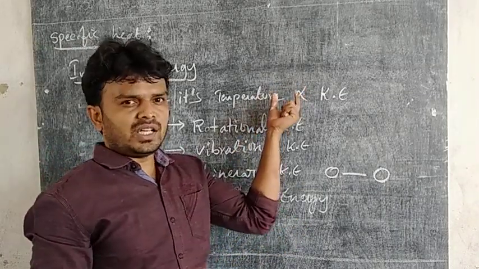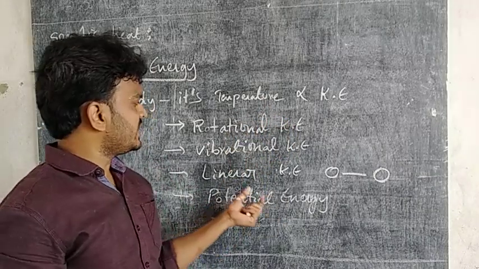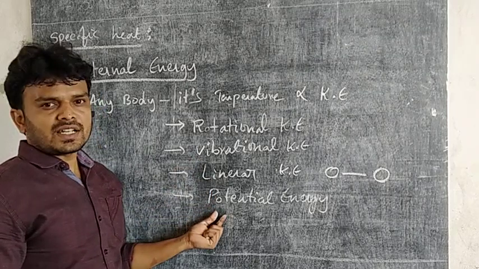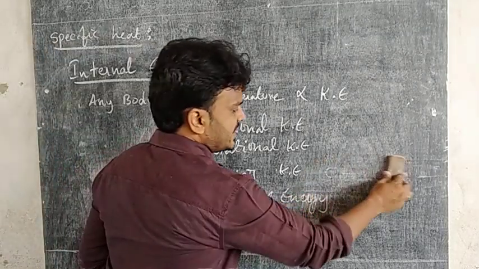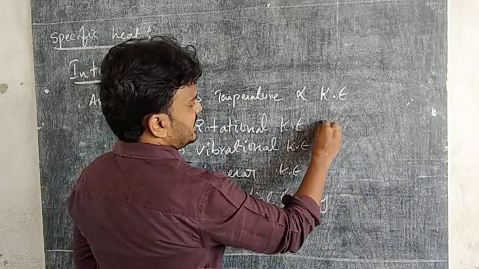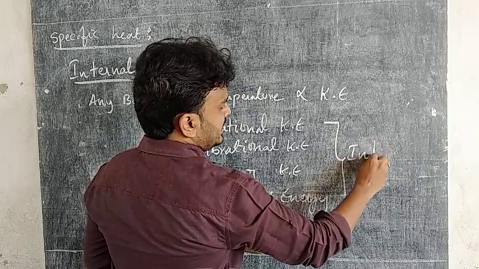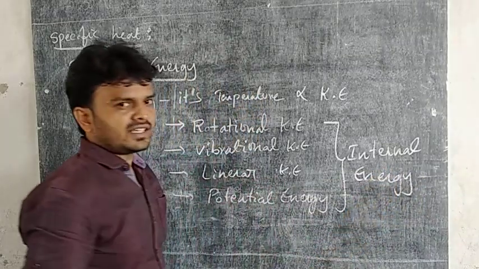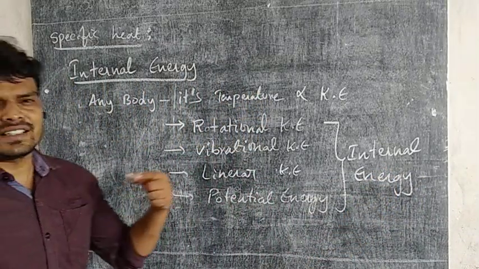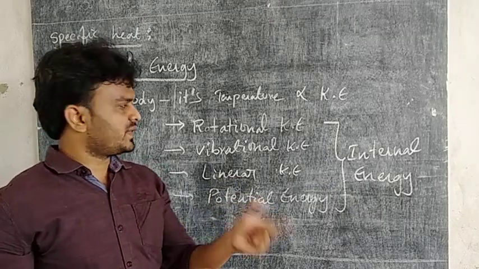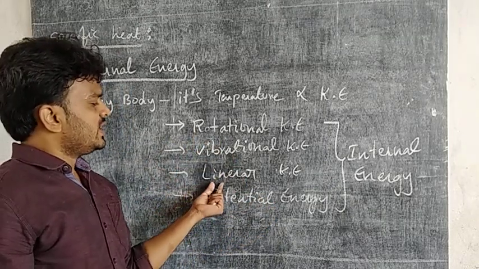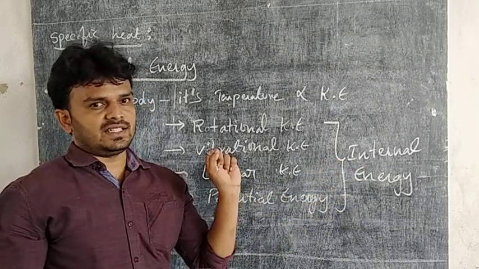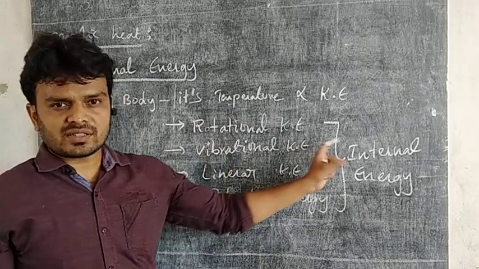See, all the molecules of a system contain some kinds of energies: rotational kinetic energy, vibrational kinetic energy, linear kinetic energy, and potential energy. All these energies are called internal energy. What is internal energy? The energy present in between the molecules of a system, that is, rotational, vibrational, linear kinetic and potential energy, are all called internal energy. Clear? Now we have a clear idea about internal energy.